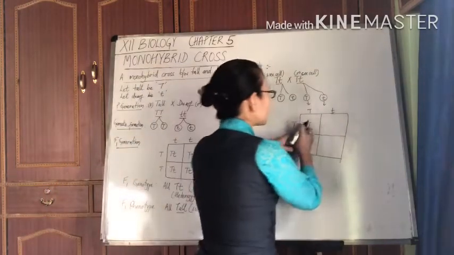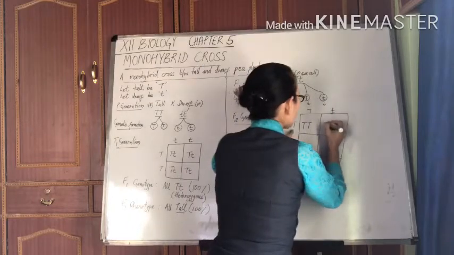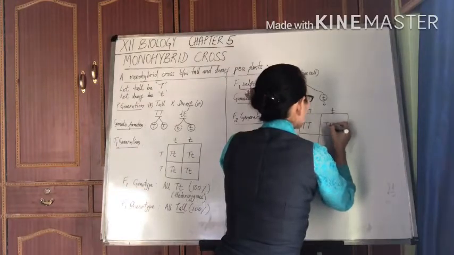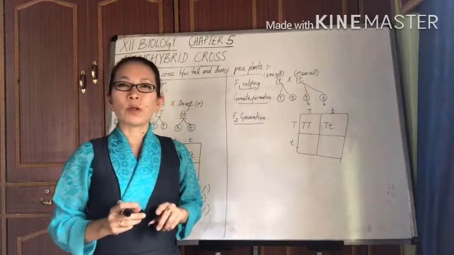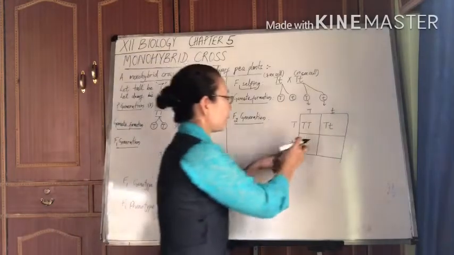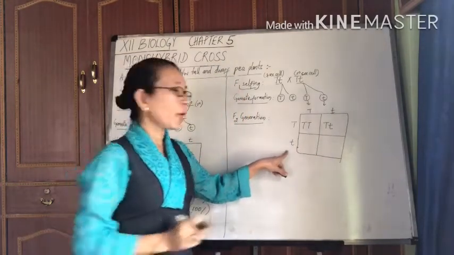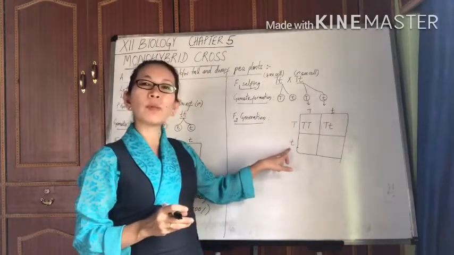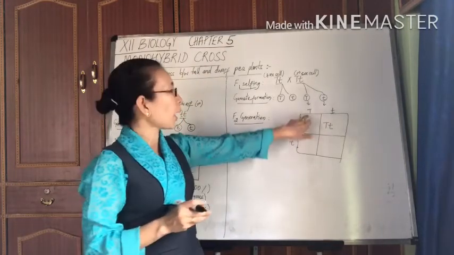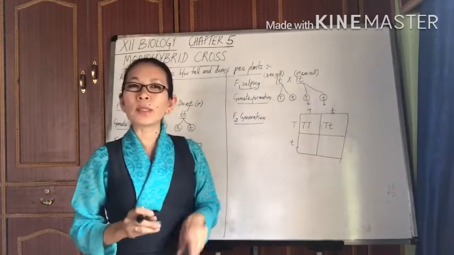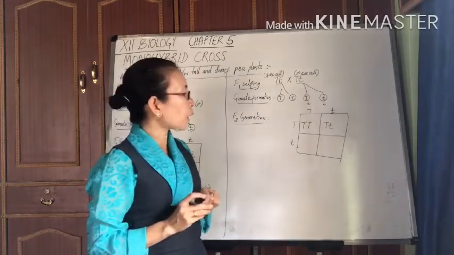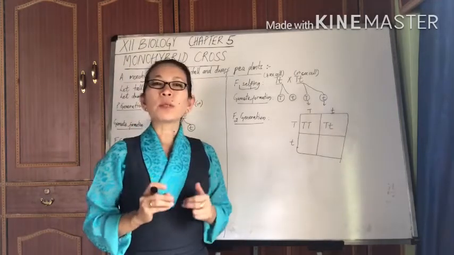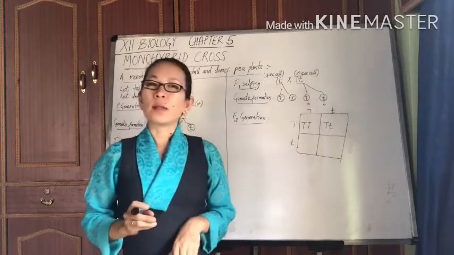Now in the second box, the genotype is the combination of the first female capital T egg and the second male small t gamete, or the sperm. Then in this row we have the second female gamete, which is small t, and the first male gamete, which is capital T. Now when we write this down, we always need to write the capital letter before the small letter.